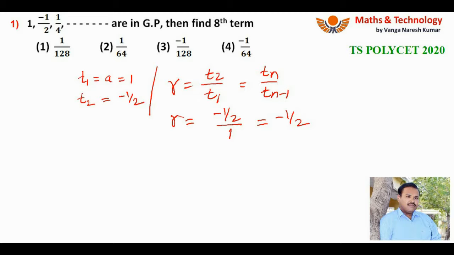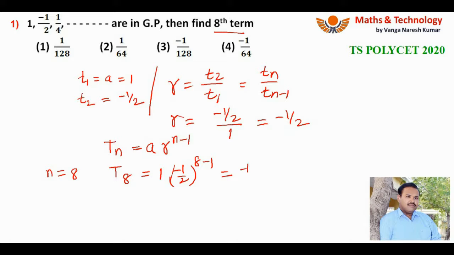The nth term in a geometric progression is Tn is equal to A into R to the power of n minus 1. So we have to find the 8th term. So n is equal to 8. So T8 is equal to A, which is 1, into R, which is minus 1 by 2, whole to the power of n minus 1, that is 8 minus 1. This is equal to minus 1 by 2 whole to the power of 7, which is equal to minus 1 by 2 power 7. 2 power 7 is 128. So this value is minus 1 by 128. So the correct option is 3.